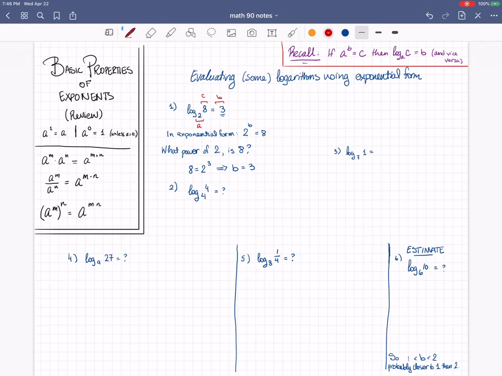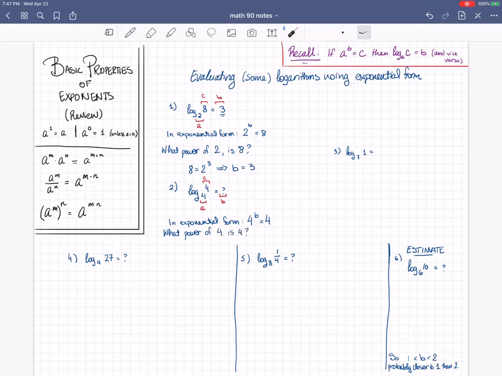So I'm going to do the same thing again. I'm going to label my A, my C, and once again, B is unknown. You could either continue using the question mark or you could switch to just calling it B. So in exponential form, this question, what's log base 4 of 4, is the same as this. So in other words, what power of 4 is 4?